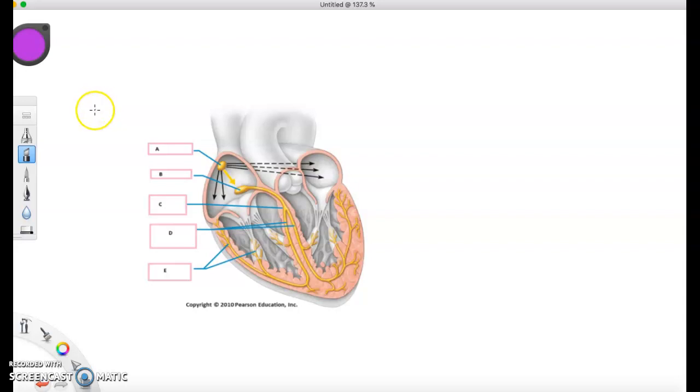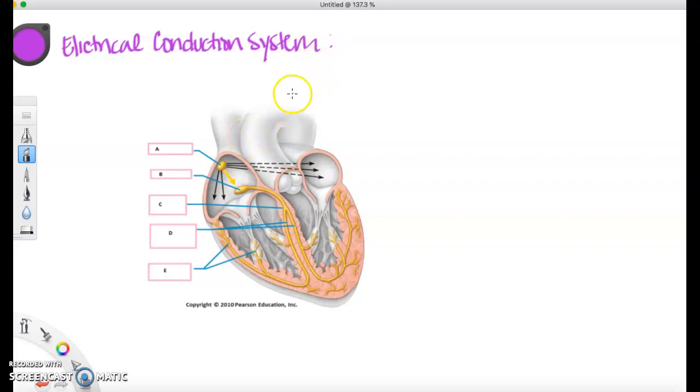Right, the autorhythmic cells of the heart are basically 1% of the cardiac cells. And that 1% makes up the electrical conduction system. So the electrical conduction system consists of these little parts within the heart that create the action potential.